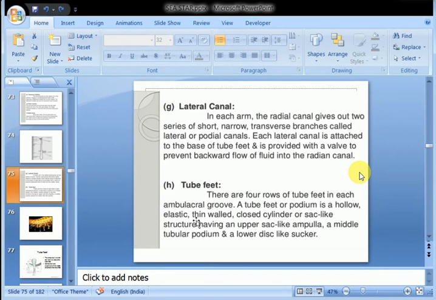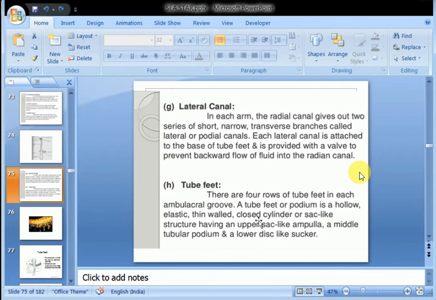There are 4 rows of tube feet in each ambulacral groove, 2 on each side. And why do we see 2 rows? Because of the difference in the length of lateral canals. So it appears that there are 2 rows of these tube feet present, 2 rows on each side of this ambulacral groove.